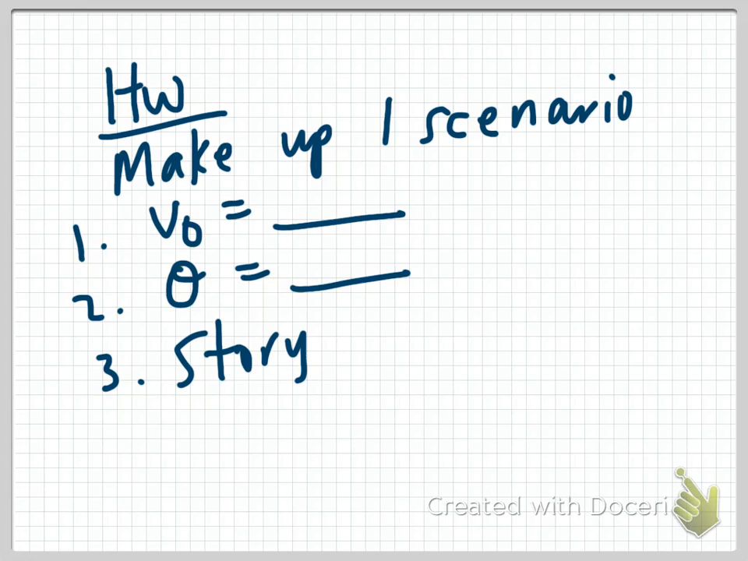So that's your homework. If you don't have that, you're going to miss out on 2 points out of 5. Make sure you do that. I'll look for your notes, and I'll look for the little story with the initial velocity and the theta. So I'll see you in class.